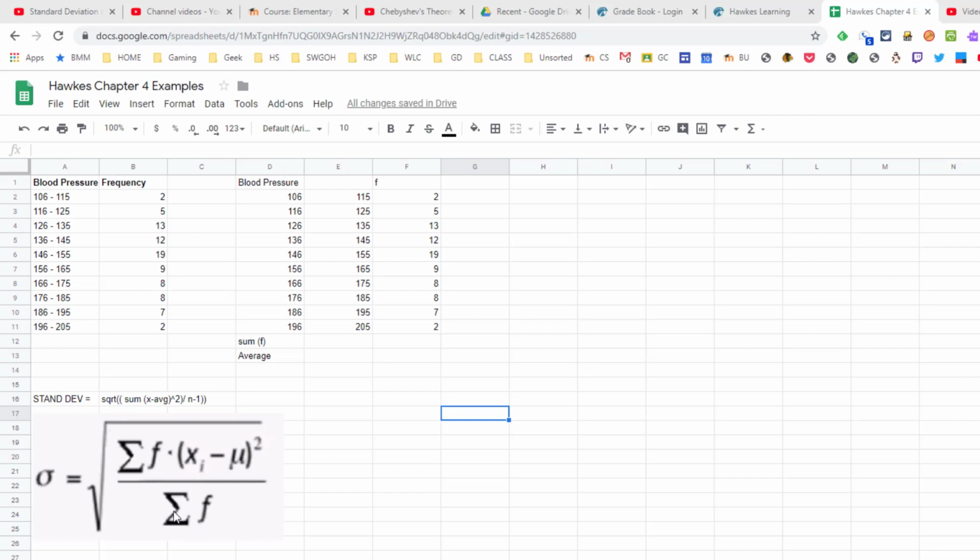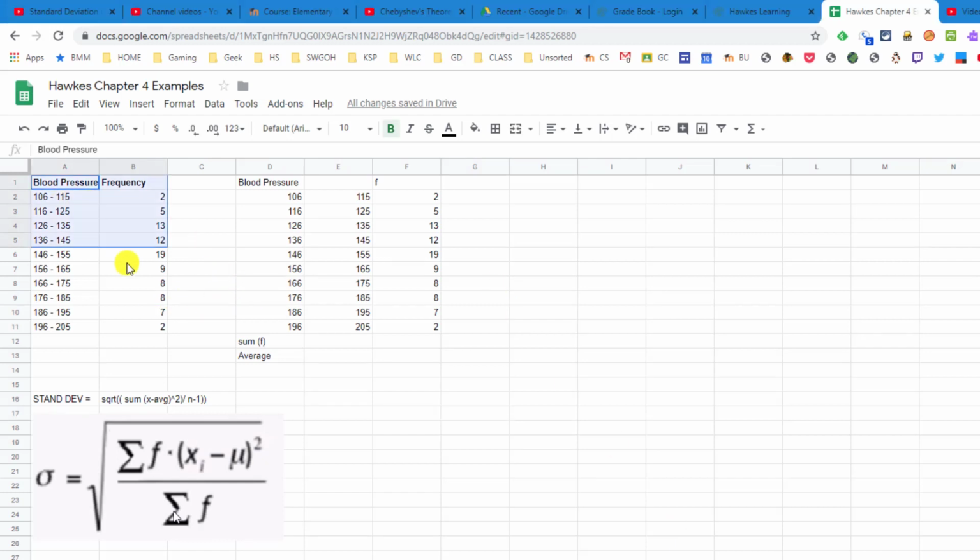Hey everyone, I wanted to put together a little demonstration on how to do the standard deviation for grouped data. So when you are not given all of the individual pieces of information, but you still have to find that standard deviation in order to understand or be able to analyze what you're looking at.